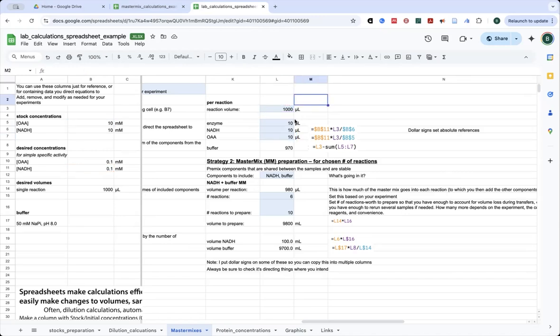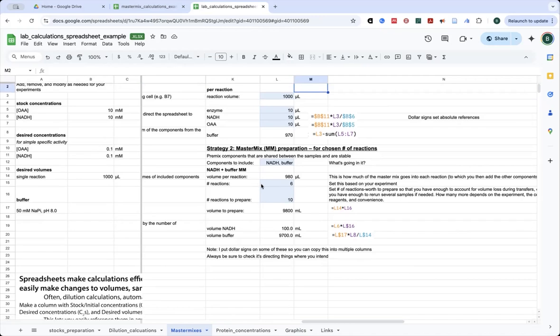So this part was the same. The numbers are just a little different, or I guess the letters are different because now we're in a different column, but I can do the same sort of thing. So here I still want to make 6 reactions worth, but now instead of preparing for 10 milliliters worth, I want to prepare 10 master mixes worth, or 10 reactions worth. So you can see that the volume's a little smaller because, well, if I have the 980 microliters per reaction, and I multiply that by 10 reactions, that's not going to be the full 10 milliliters. Instead, it's only going to be 9.8 mil.